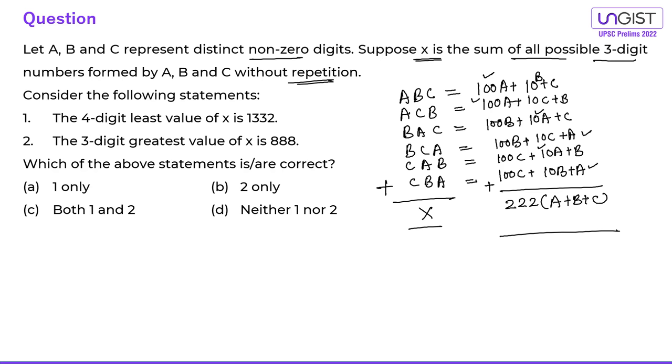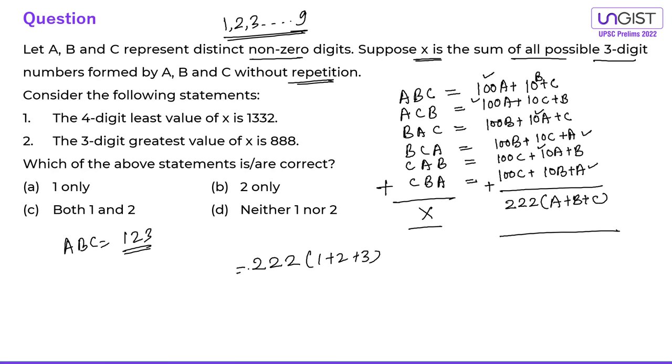Fine. Question is saying what? Question is saying ABC represent distinct non-zero digits. Distinct non-zero. So obviously 1, 2, 3, 4 up to 9. So least ABC can be what? Least ABC can be 123. So least A plus B plus C can be 1 plus 2 plus 3, right? So this can be the least X. 222 into 6, this is 1332. So least X can be 1332, right? So the 4-digit least value of X is 1332.